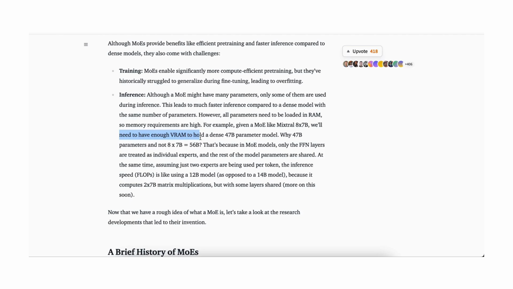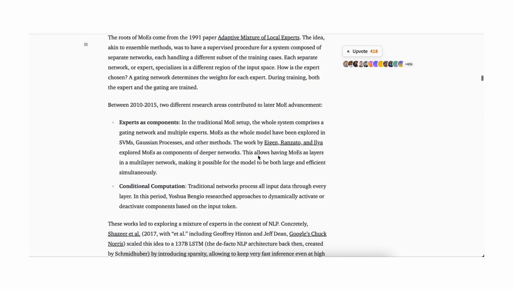So it increases the memory requirement of the model, but it allows us to use sparsity to gain inference speed, which allows us to run a smaller model basically during inference. And that is the trade-off of the mixture of experts model. Let's now dive deeper into how the mixture of experts model works.